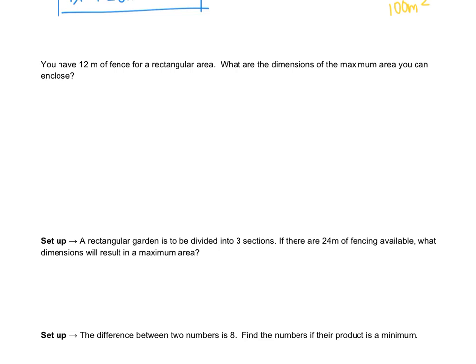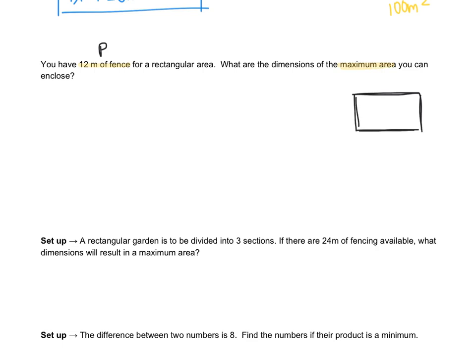You have 12 meters of fence for a rectangular area. So that 12 meters, if I just draw a quick diagram of a rectangle, let's say this is the rectangular area, that 12 meters, because it's covering all 4 sides, that's your perimeter. So I'm going to put P for perimeter. What are the dimensions of the maximum area you can enclose?